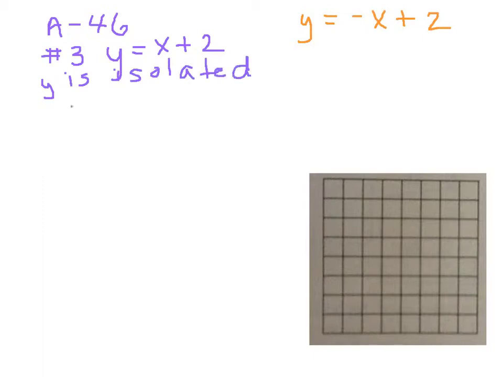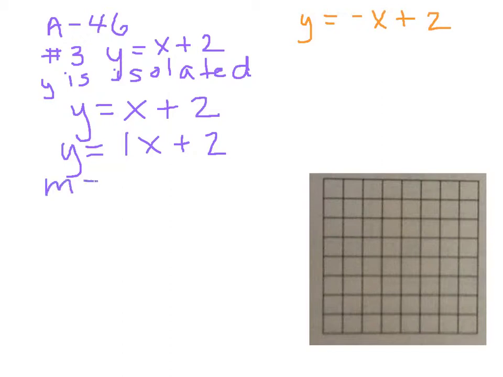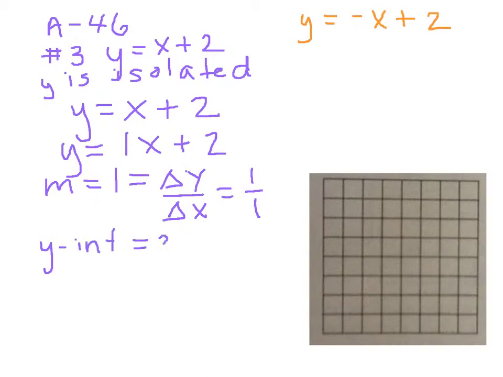So in this, y is equal to x plus 2, right? That's the same thing as saying y is equal to 1x plus 2, because 1 times x gives me x. Therefore, my slope is equal to 1. My change in y over my change in x is equal to 1 over 1. And my y-intercept, of course, is 2.